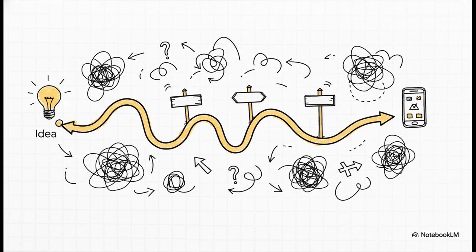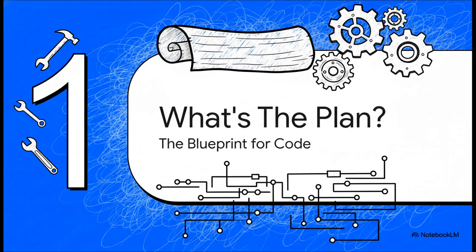And just like any big journey, you absolutely need a roadmap. You need a blueprint that guides every single step, making sure you actually end up where you wanted to go, and don't get completely lost in a mess of code and confusion along the way. So, what does this blueprint for code actually look like? What's the plan? Well, let's break it down.